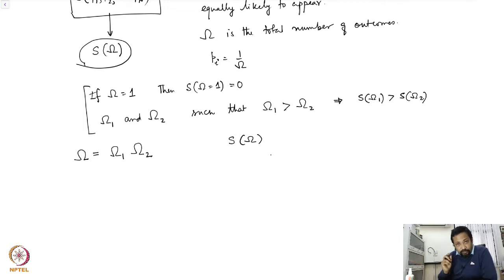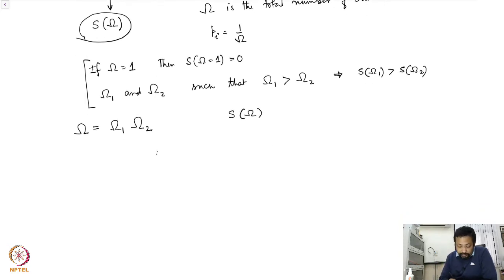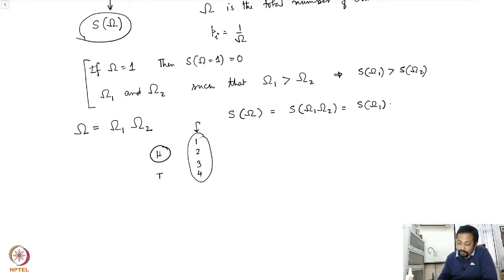Clearly, if I know the outcome of one of the events, then the uncertainty in the other is not completely gone. For example, if I toss a coin, then I have head and tail, and if I roll a four-faced die, I have these four outcomes, right? So even if I know the outcome of the tossing of the coin, I still do not know the outcome of the rolling of the die. There is uncertainty which is contained over here. So it follows that S of omega 1 omega 2 must be equal to S of omega 1 plus S of omega 2, right?